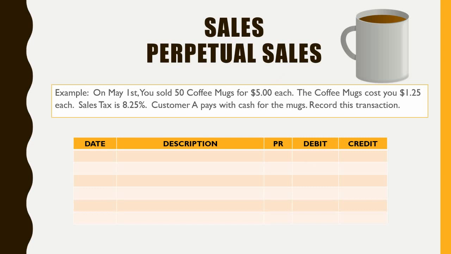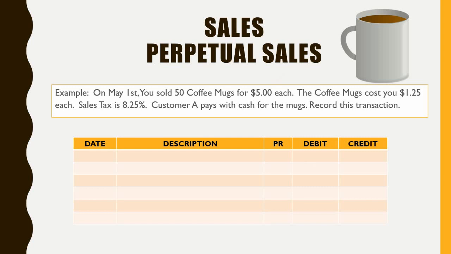So on May 1st, you sold 50 coffee mugs for $5 each. Okay, the coffee mugs cost you $1.25 each to buy. Sales tax, of course, is 8.25%. So let's go ahead and calculate this. Customer A pays with cash for the mugs.